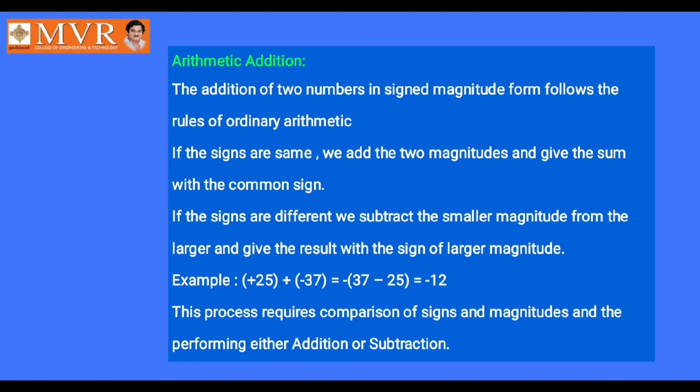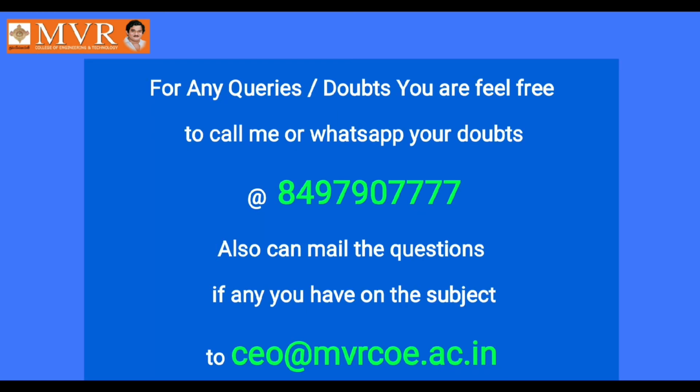This process requires comparison of signs and magnitudes and then performing either addition or subtraction. So even in arithmetic addition, if the two signs are not equal, we are going to use the concept of subtraction. But to perform this subtraction, again you need to go for r's complement or r minus 1's complement, whatever we have discussed in the previous slides. You have to follow the same procedure for subtraction. So this is the arithmetic addition of two same sign numbers and two different sign numbers. Okay, this ends your complements session.